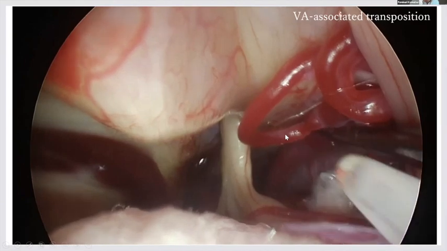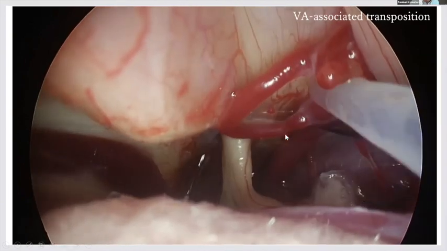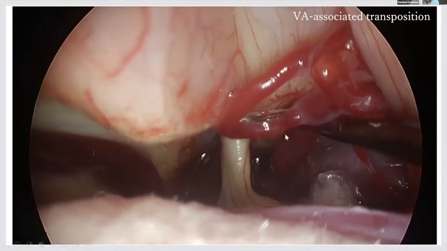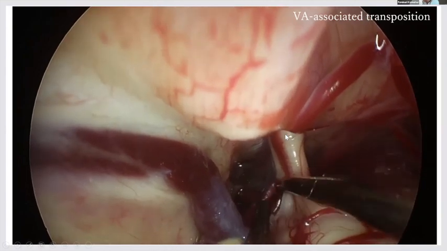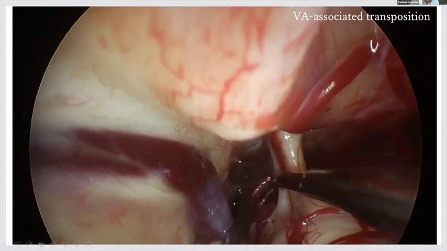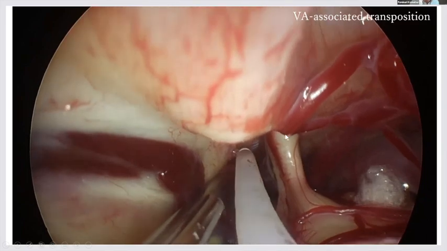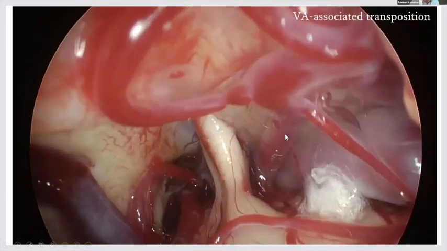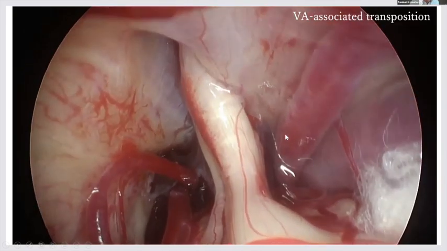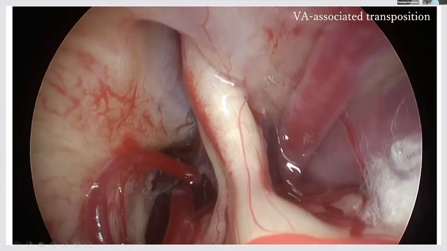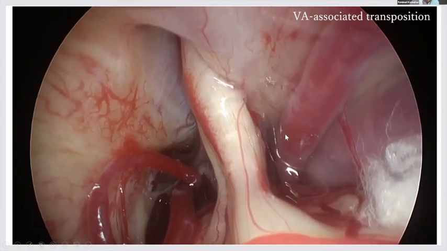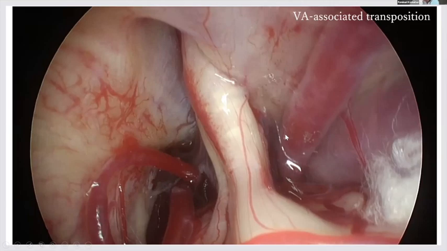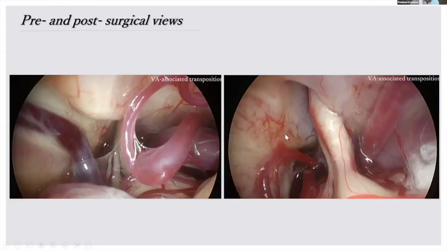And then the ICA is transpositioned and fixed at the petrosal dura. Then finally, the SCA is again fixed at the tentorium. And this is the final view of this case. So pre and post surgical views are shown here.